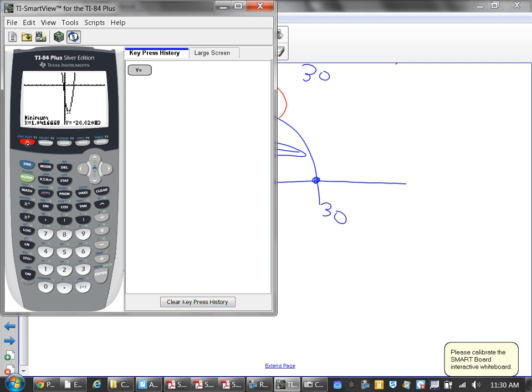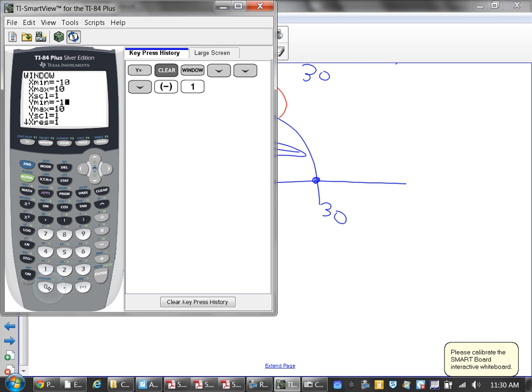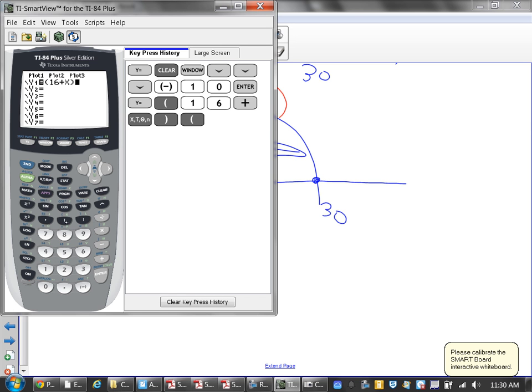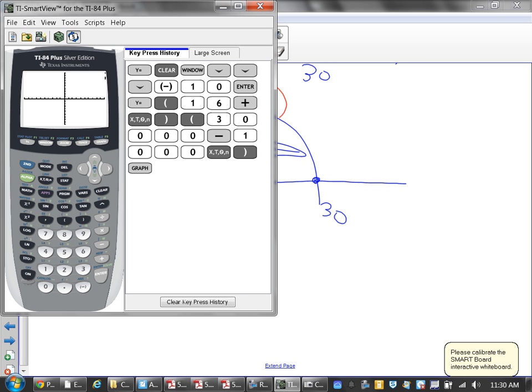Here's what I want to do. Go to your y equals table. Let's change my window real quick. And we're going to put that in exactly the way it looked: parentheses 16 plus x, parentheses 30 minus 1,000. Okay? And I'm going to go to the graph. It should be there, shouldn't it?